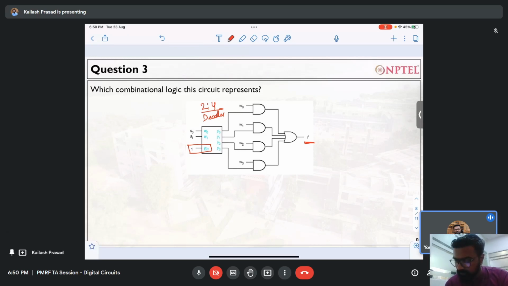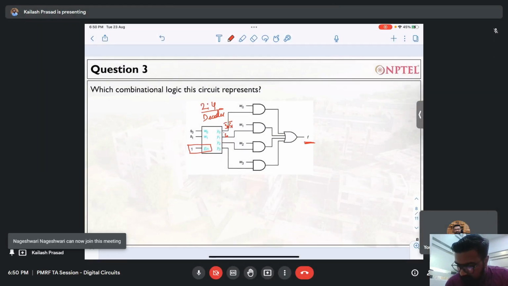Anybody wants to try and give me the answer? I will write it for you. So this y0 will be what? S0 bar, S1 bar, that is ANDed with W0. So the function f has a first minterm as S0 bar, S1 bar, W0.